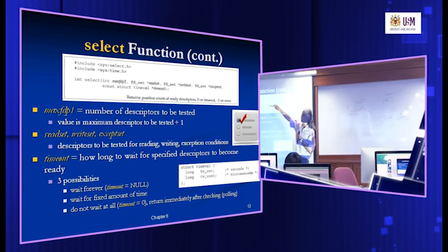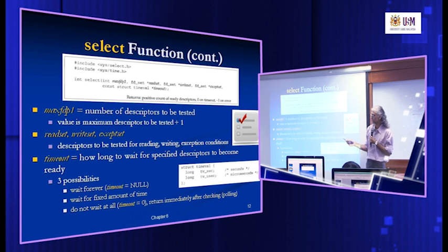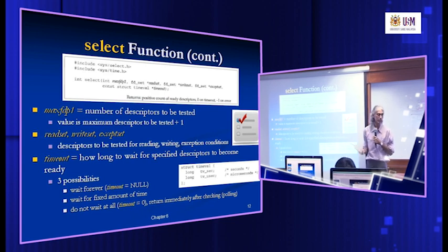And then we also have another parameter, which is the timeout. Timeout is how long to wait for specified descriptors to become ready. So there are three possibilities. If I say the timeout is null, I didn't specify anything, that means wait forever until one of the read, write, or exceptional error sets has some data.